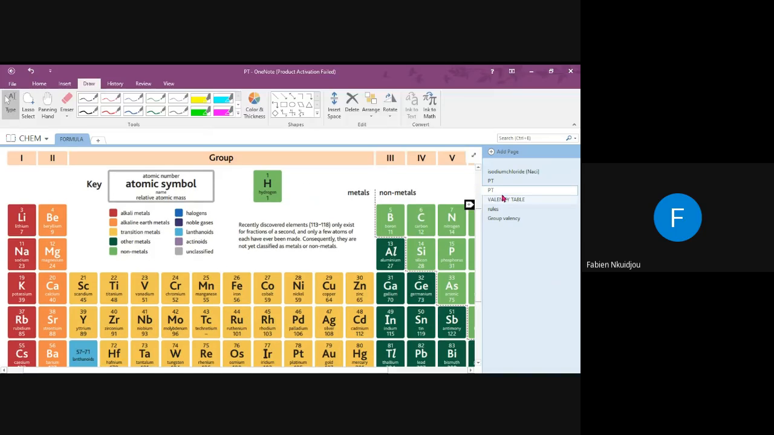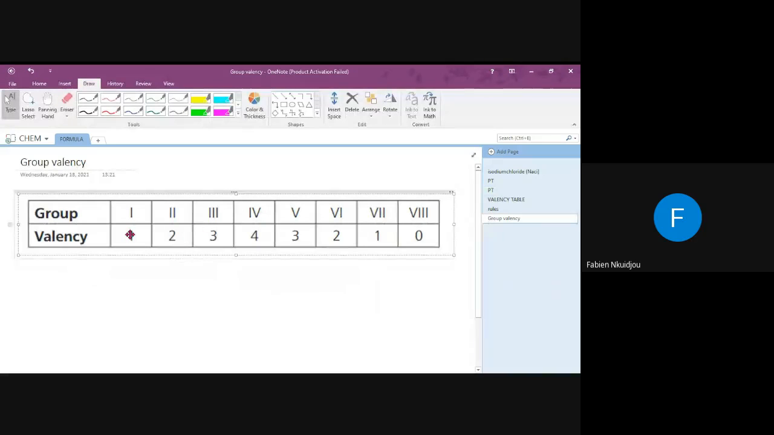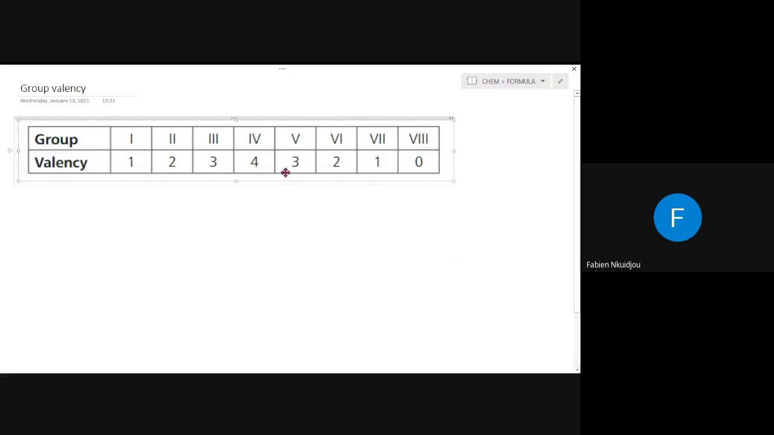So let us look at a summary table that helps us. I think this table is pretty important to help us. So here we have group 1. Elements in group 1 have a valency of 1. Elements in group 2 have a valency of 2. Elements in group 3 have a valency of 3. Those in group 4 have a valency of 4. Elements in group 5 have a valency of 3. Elements in group 6 have a valency of 2. Elements in group 7 have a valency of 1. And elements in group 8, they do not have any valency. They have a valency of 0, right? And that is why group 8 elements hardly form compounds.